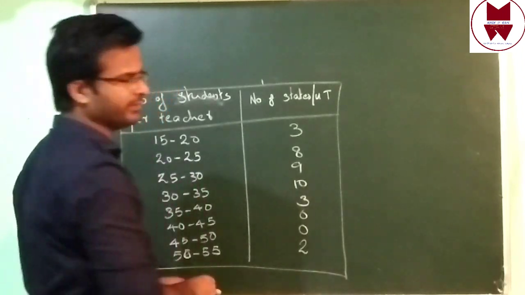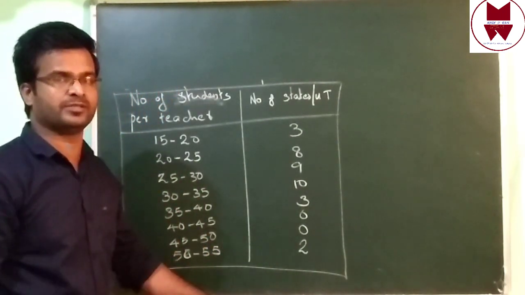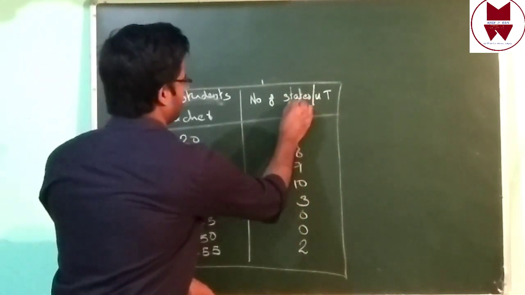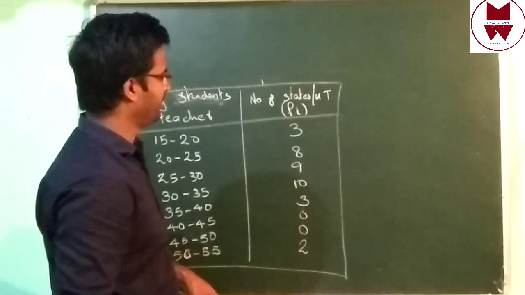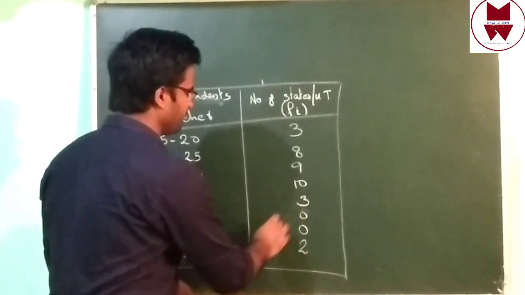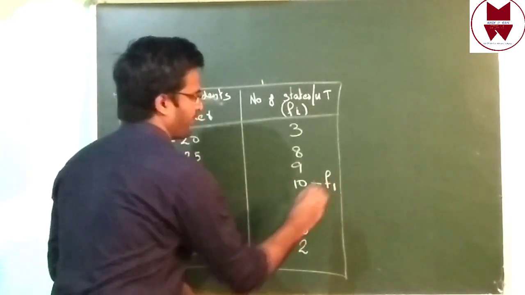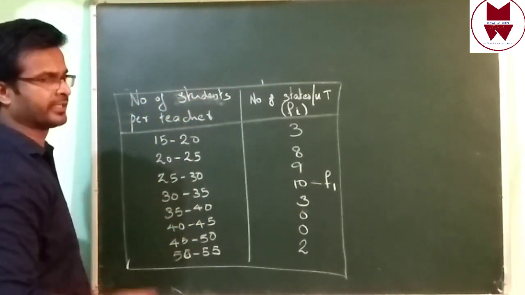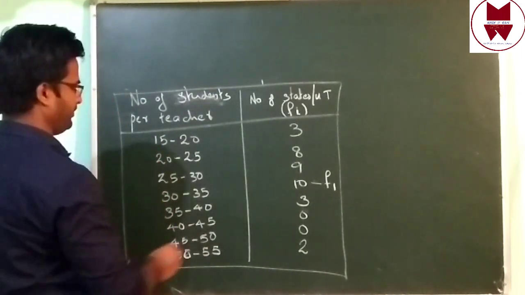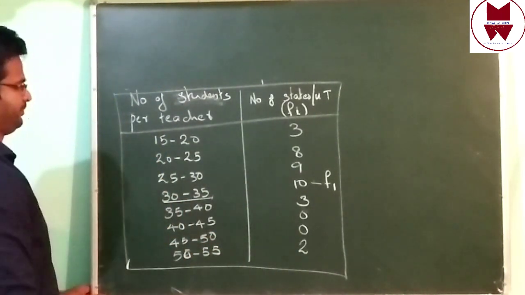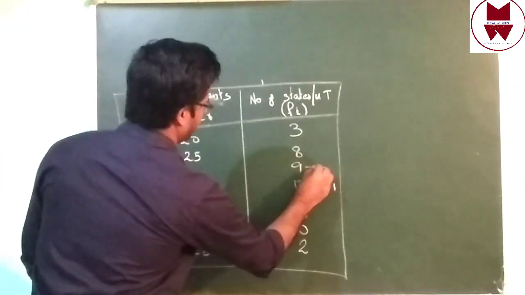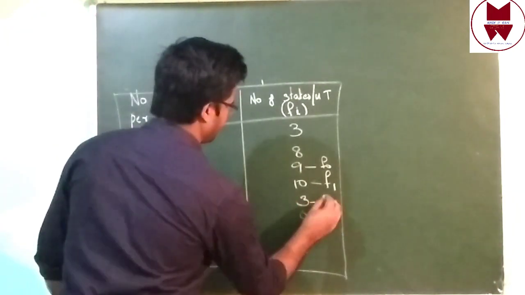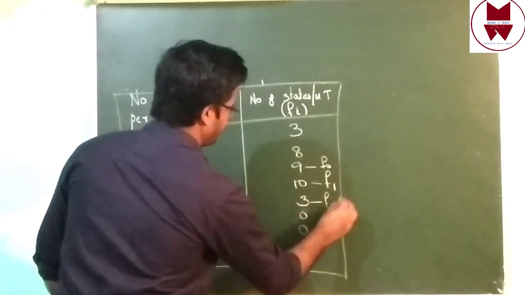For mode we need f1. F1 means highest frequency. Check it. This is the number of states, that will be the frequency. Then what is the highest frequency in here? That will be 10. We can write f1. F1 is 10, which means the corresponding interval will be the modal interval. Then the previous frequency is f0, and the succeeding frequency is f2.